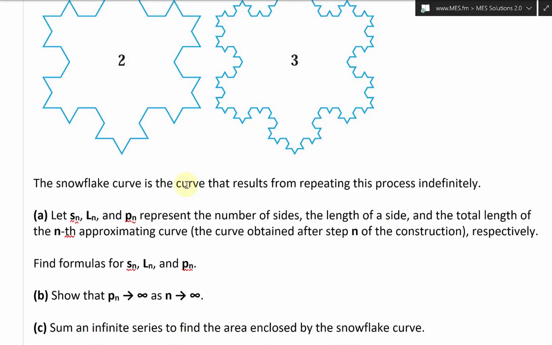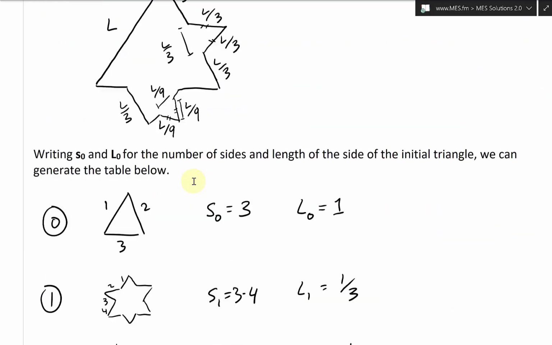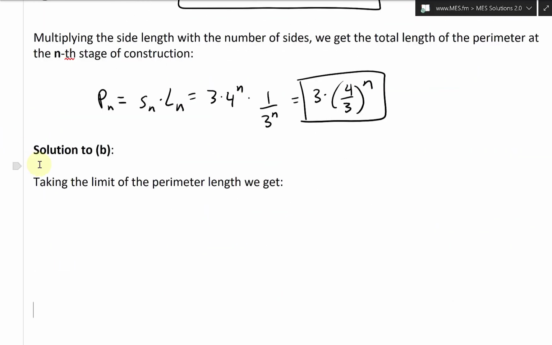And let's look at question B now. So that's question A, find formulas for them, so we found them all. And question B says, show that Pn goes to infinity as n goes to infinity. Alright, so let's look at the solution to B.